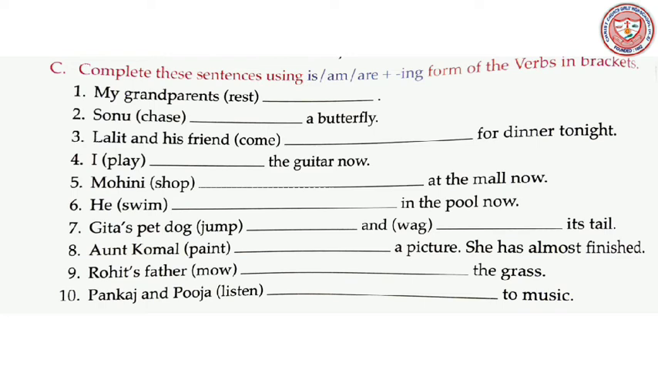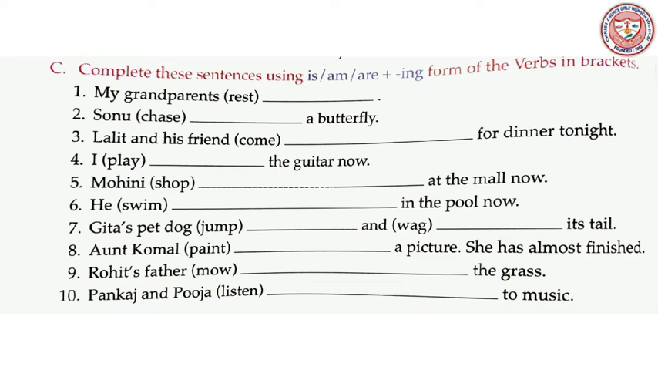The ing form of the verb rest is resting. R-E-S-T-I-N-G. Now tell me children, which helping verb we are supposed to use? Is, am or are? The subject is grandparents. The subject is plural, so we are supposed to use are. My grandparents are resting. Present continuous tense. Are plus ing form of the verb.